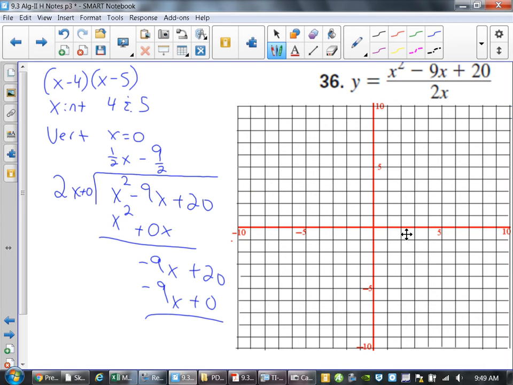So we plotted our intercepts, 4 and 5. We had our vertical asymptote at, what was it, 0? We had a slant asymptote at 1/2 x minus 9/2. So we start at negative 4.5. Up 1 over 2. Down 1 over 2. And then we put in our line.